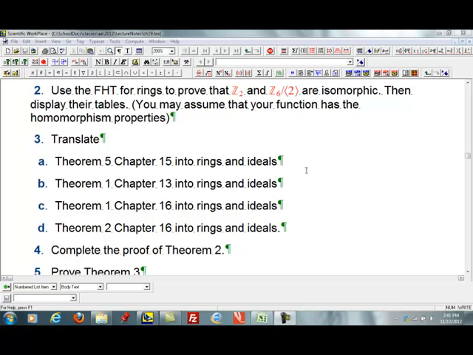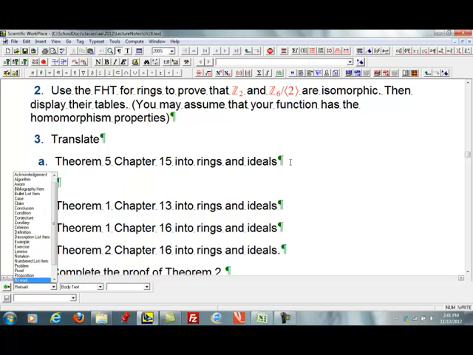Two were translated in the books, and the last two are ones that I thought we needed in the homework, or to prove some of the things they left out in this section. You'll notice they have a lot of comments: it is left to the reader, or you can easily verify. We're verifying those starting today.